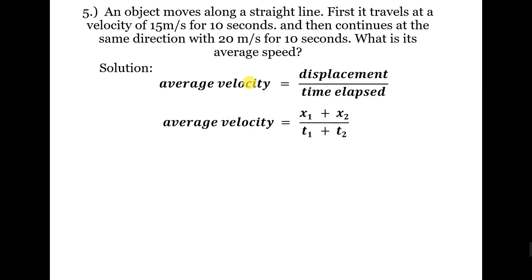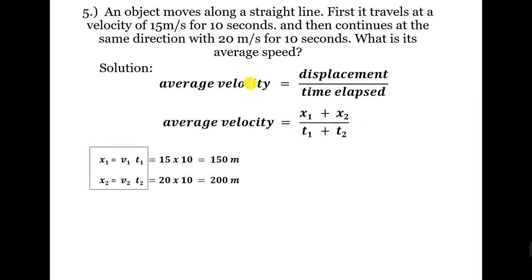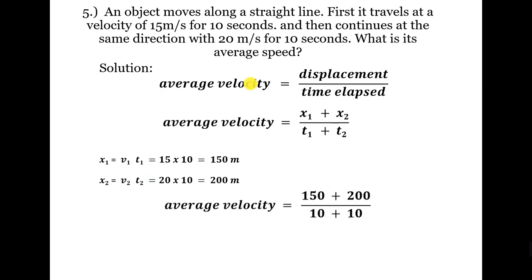Now, let us calculate the total displacement. From the velocity formula, displacement is equal to velocity times time. Now, the result of the first travel is 150 meters, while the second one is 200 meters. We can now substitute the values to the formula that we will use. Now, average velocity is equal to the total displacement over the total time of two travels. Then we get the result of 17.5 meters per second as the average velocity of the two travels.